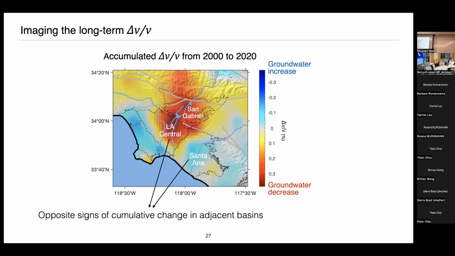Also, the pattern for the LA West Coast Basin is a little bit different because the situation there is more related to seawater intrusion and those types of issues. Excuse me, do the LA Central Basin and the Santa Ana Basin have the same hydrogeology? Very similar. Geologically it's basically the same basin. It's just divided geopolitically.